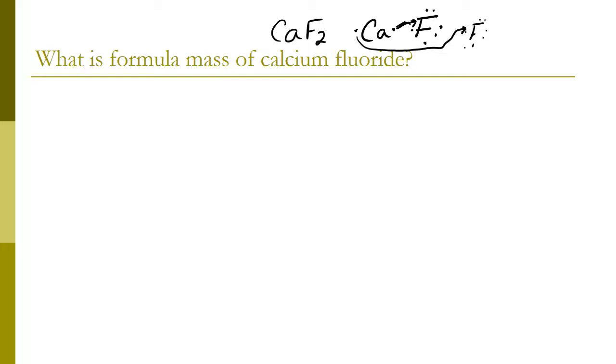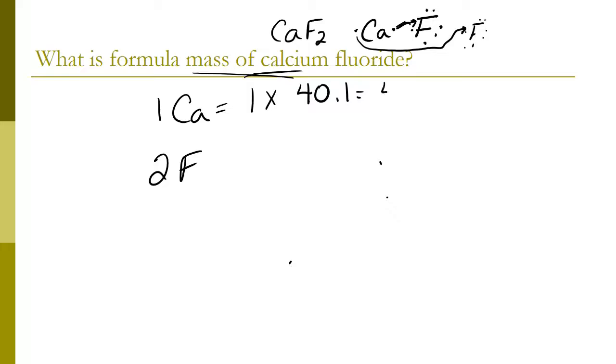Now, am I done with the question? No. I figured out the formula. What I need to do now is to figure out the formula mass. So I'm going to say, well, there's 1 calcium and there's 2 fluorines. I'm going to consult my periodic table. Calcium, let's see here. Remember, I like to do 1 decimal. Is 40.1. And fluorine is 19.0.